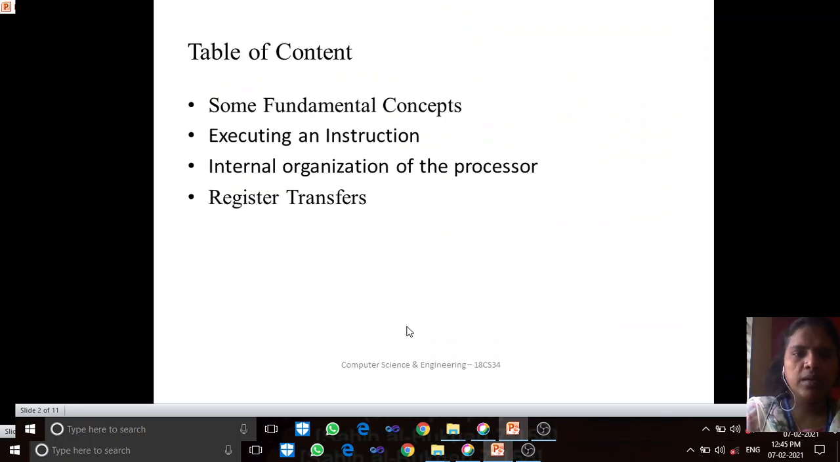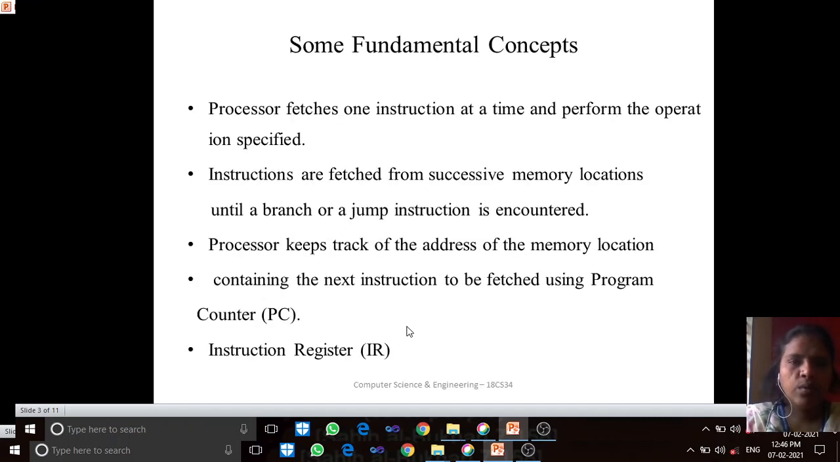The contents are: we'll start with some fundamental concepts of the basic processing unit, how to execute an instruction, the internal organization of the processor, and register transfers. What are the concepts? How does the processor execute the instruction?